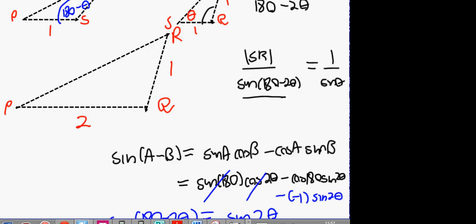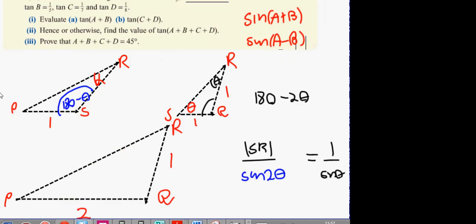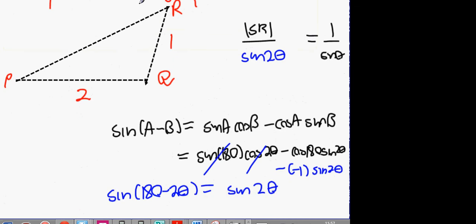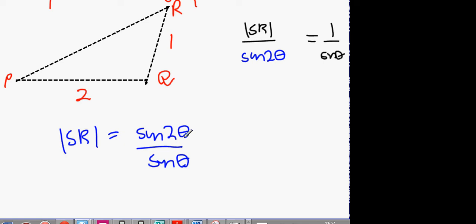So what we can do here is this. Get rid of this. And we can say that that is sine 2 theta, which is perfect. Reread the question. Find SR in terms of theta. We're in business now. Okay? So what's going to happen is we're going to cross multiply up. And we're going to get SR equals sine 2 theta over sine theta. That is in terms of theta, isn't it?